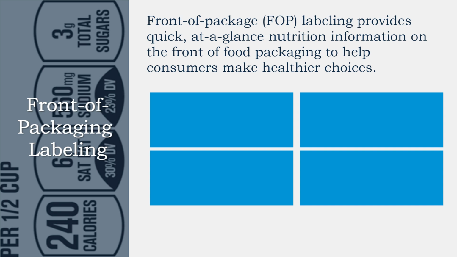Front of package, or FOP, labeling provides quick, at-a-glance nutrition information on the front of food packaging to help consumers make healthier choices. In the U.S., the FDA has proposed a mandatory nutrition info box that would show whether a food is low, medium, or high in saturated fat, sodium, and added sugars. Other countries use different schemes like traffic light systems, which use colors, or summary ratings like Nutri-Score.